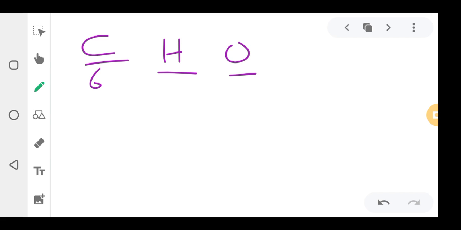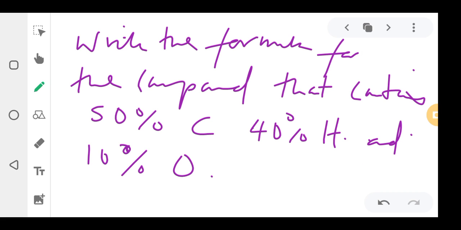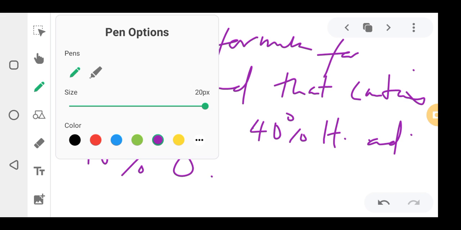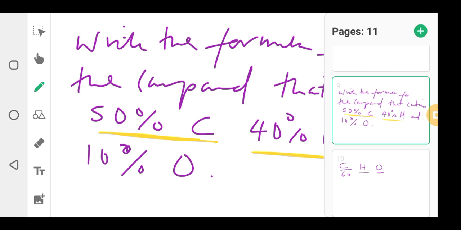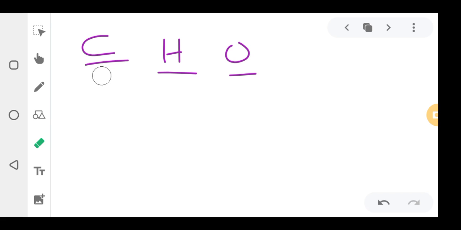Okay, so we're going to find what percentages we have. First, the compounds I have are what? Carbon, hydrogen, and oxygen. Carbon is 50%, hydrogen is 40%, oxygen is 10%. First you add 50 plus 40 plus 10. Are they reaching 100? Yes, so they're reaching 100%. We can proceed with the calculation.